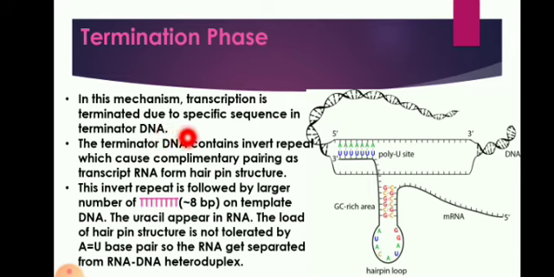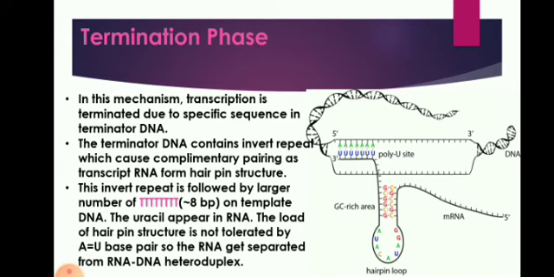That specific sequence, the terminator DNA, contains an inverted repeat which causes complementary pairing as the transcript RNA forms a hairpin structure. So this inverted repeat is followed by a larger number of TT, almost 8 base pairs, on the template. So you can see here, this is the termination phase, that is called the poly-U site.